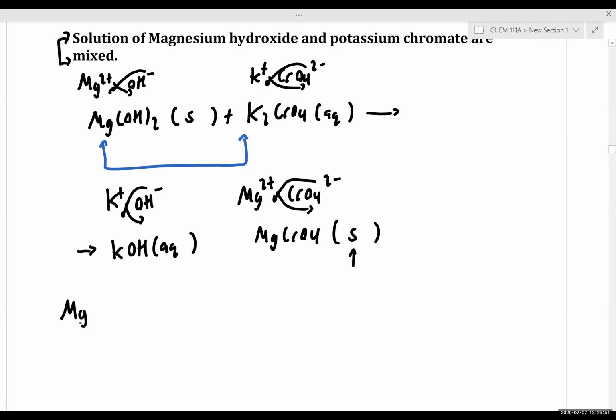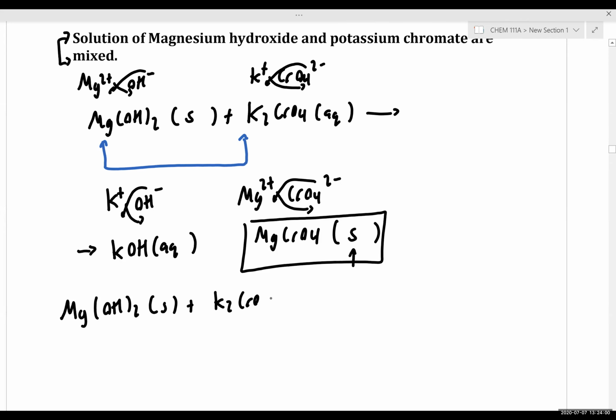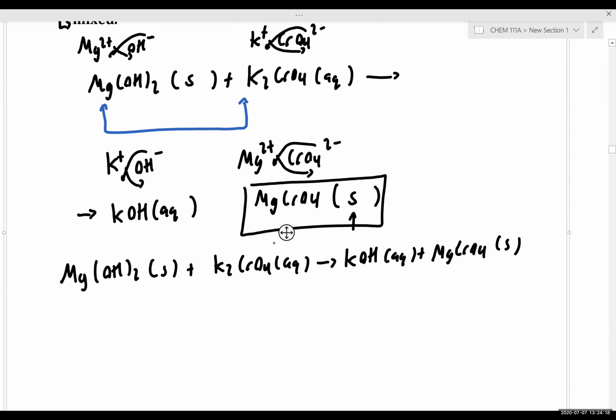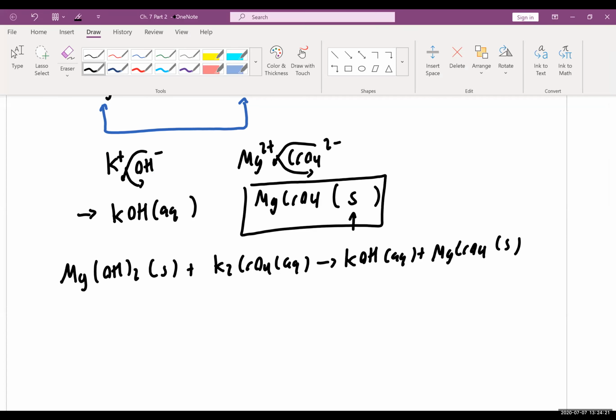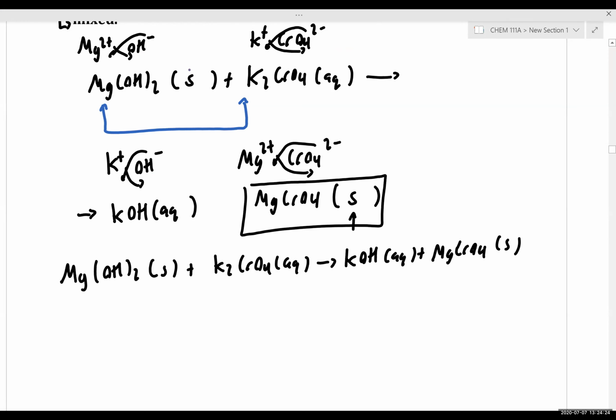So we have our products predicted. We have our product precipitate. So we have magnesium hydroxide solid plus potassium chromate leads to potassium hydroxide aqueous and magnesium chromate solid. Wonderful. Now we have to look at this equation. Is this equation balanced as written?